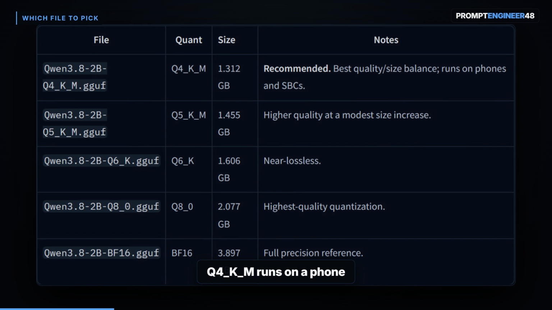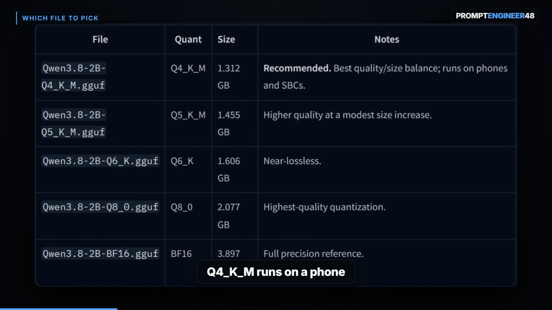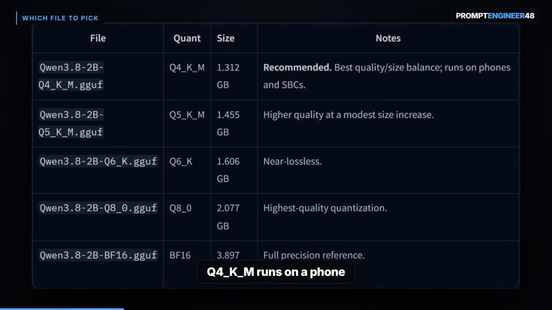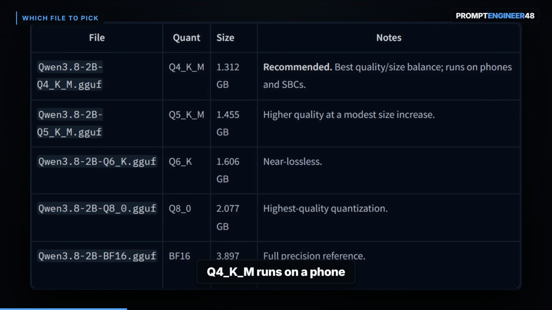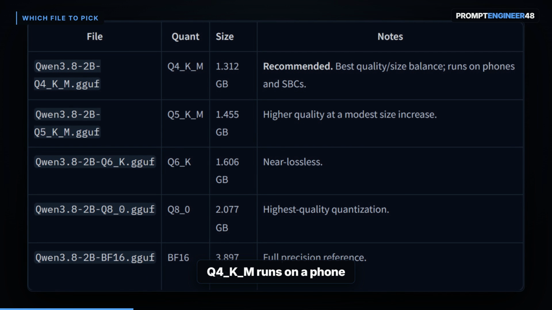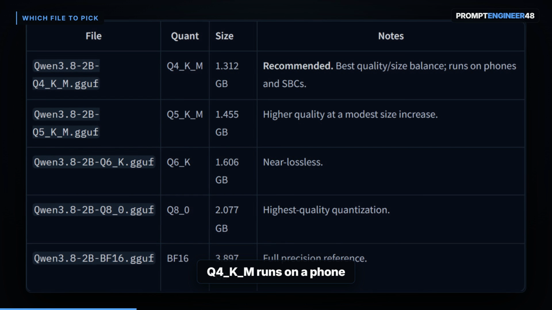Now there are 5 files here and you only need one. Q4KM is 1.3 gigabytes and that is the one they recommend. I went with Q8, 2.08 gigabytes, because I have the room. Bigger number, better quality, bigger file. Pick what fits your card.